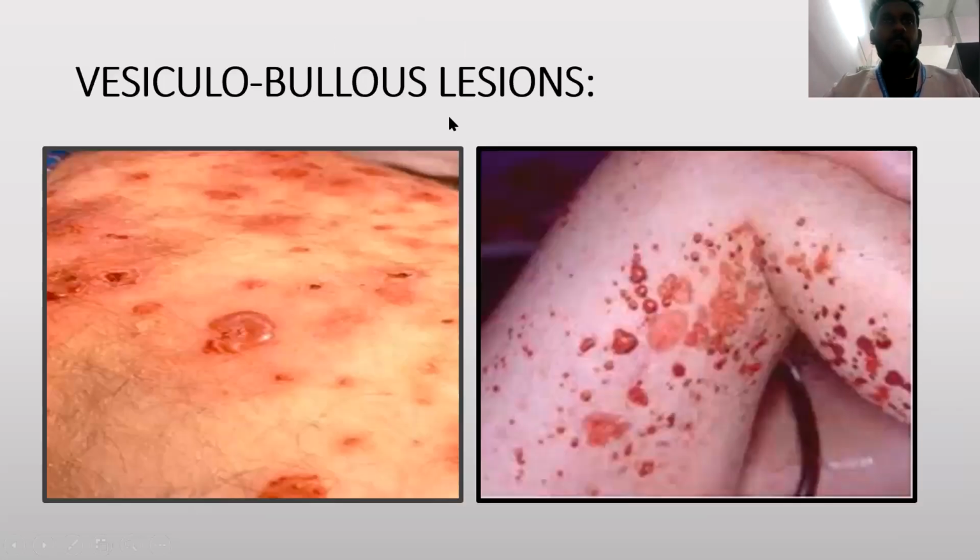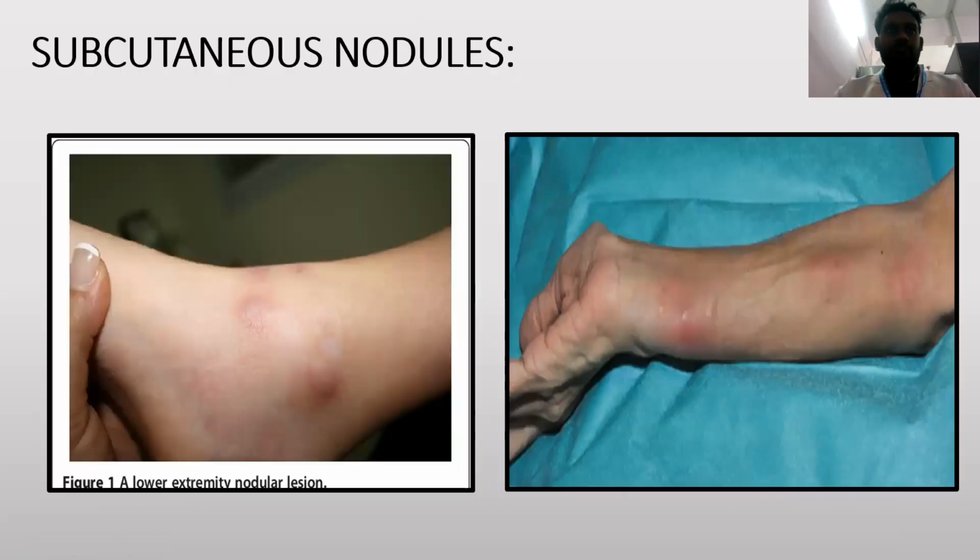Here we can see vesicular-bullous lesions. There are some purpura as well over here. So whenever you see such lesions, you should always think of vasculitis in addition to other vesicular-bullous lesions.